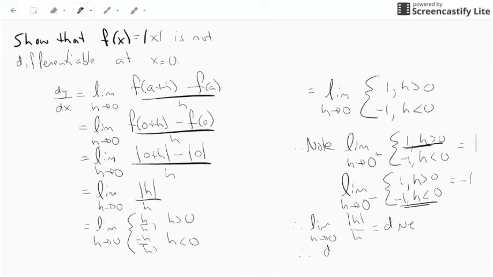Therefore, the derivative of this function here does not exist. This function is not differentiable at that point. I cannot take the derivative of it. Now, that actually makes a lot of sense.